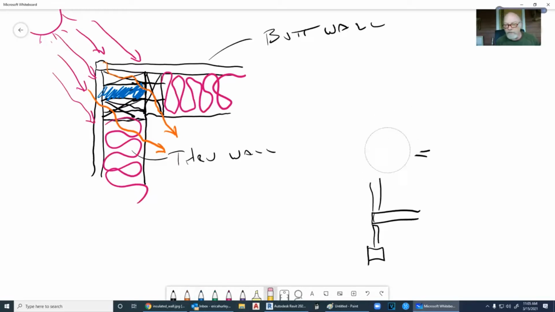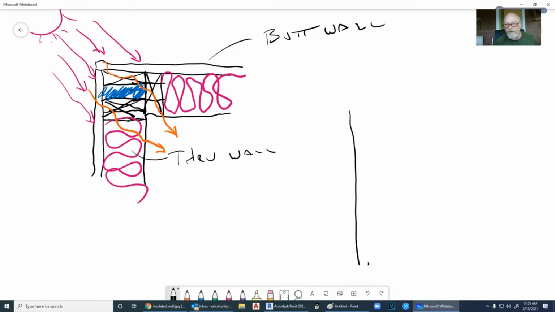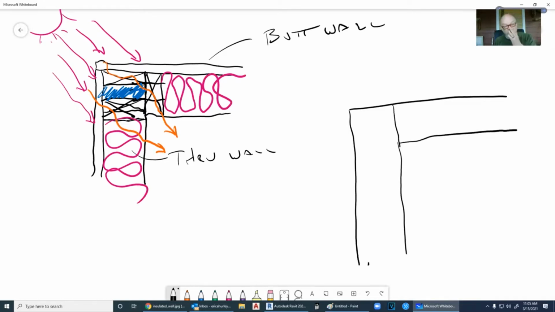I'm going to erase this and leave that one in place, and let's draw a new one. There are many different ways that we can improve on our framing.